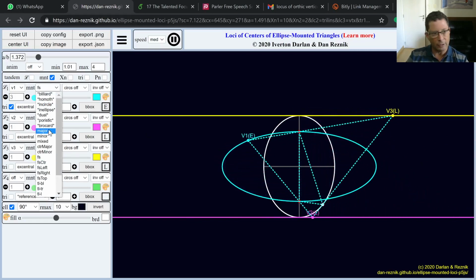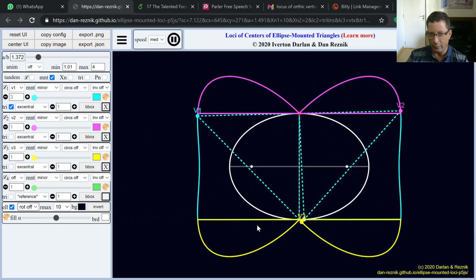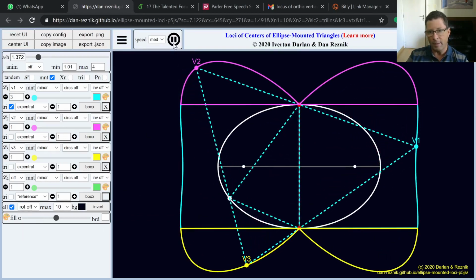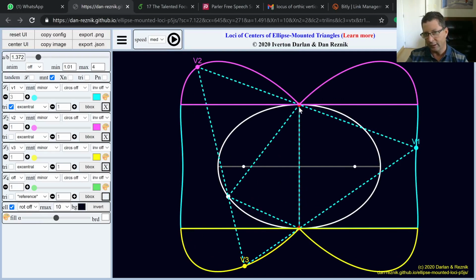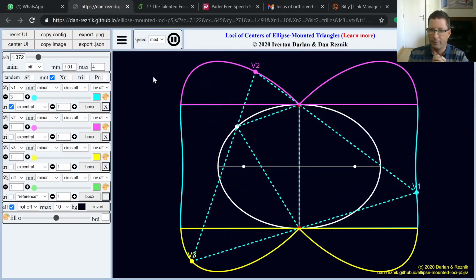So the minor mount is the opposite of the major mount. Let's go ahead and turn this back to 0 so we can look at the ellipse as it is. What is the minor mount? The minor mount is when I affix the two vertices of the triangle family not to the left and right vertices of the ellipse, but to its co-vertices, meaning the top and bottom ones. So let's observe what happens to that family.